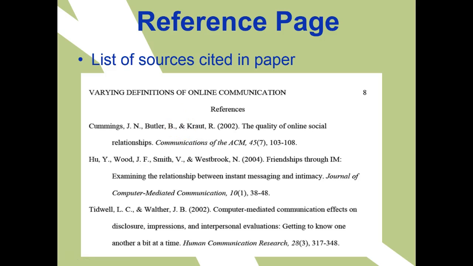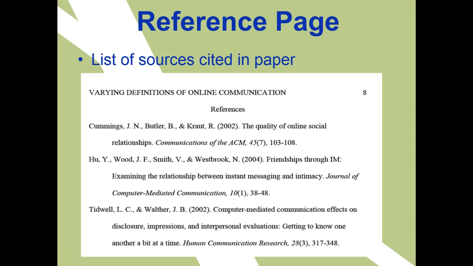Now, once you finish looking at the author's name, you put a space, and then you put the year of publication in parentheses, followed by a period, and then a space. And then you write the name of the journal article.